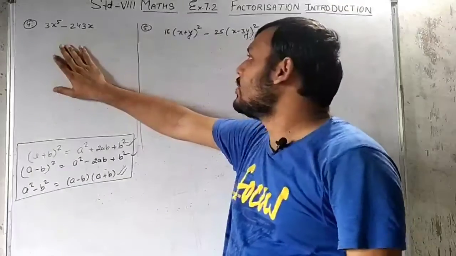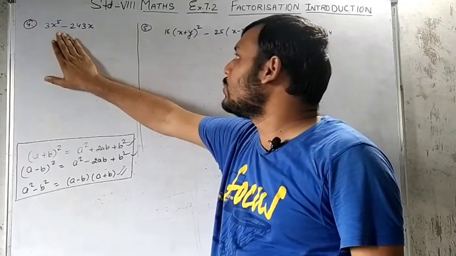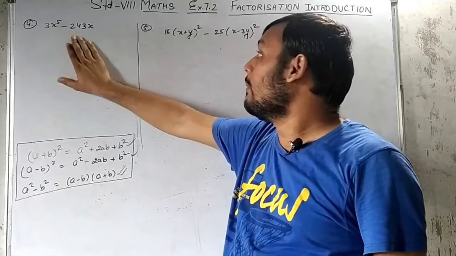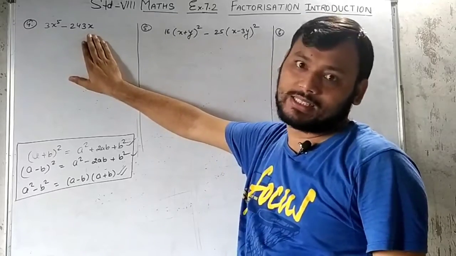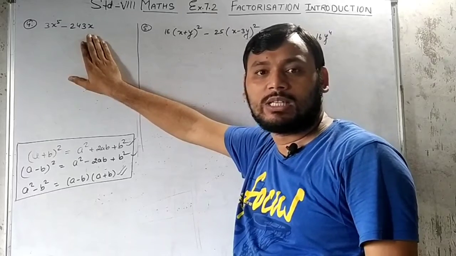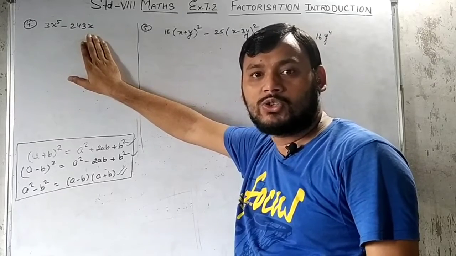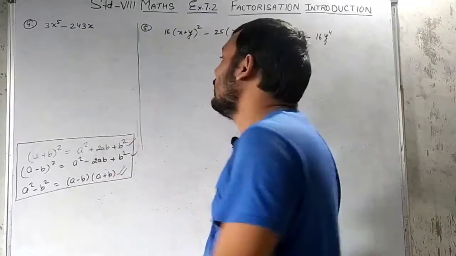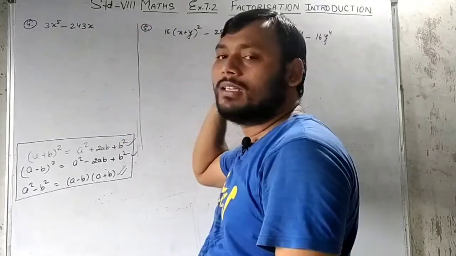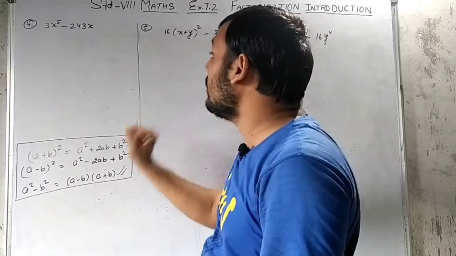So guys, next question number 4, that is 3x raised to 5 minus 243x. If you can do the same, please note it down in your notebook and try to find out the answer. 1 2 3. Okay, so let's have a look here. 3x raised to 5 and 243x. What can we do about this question?